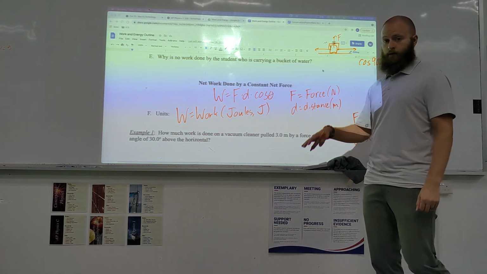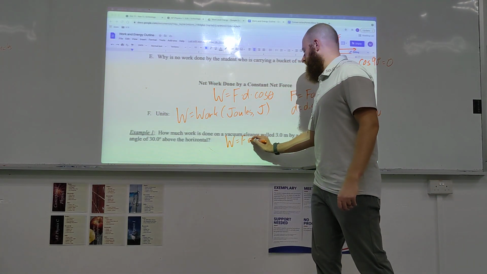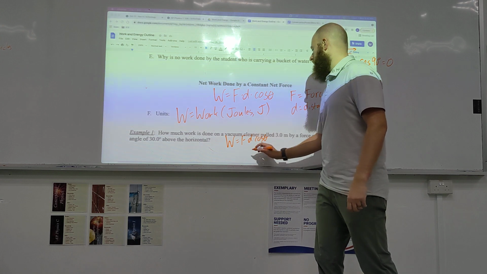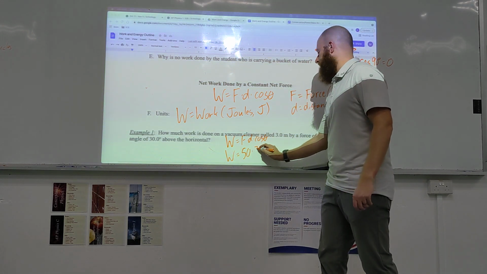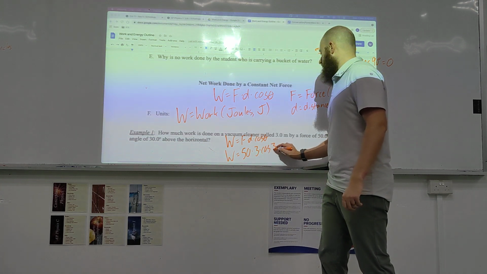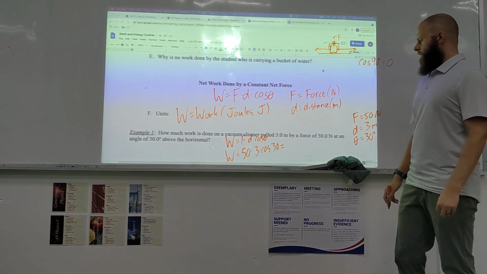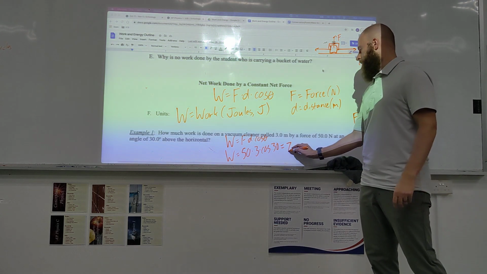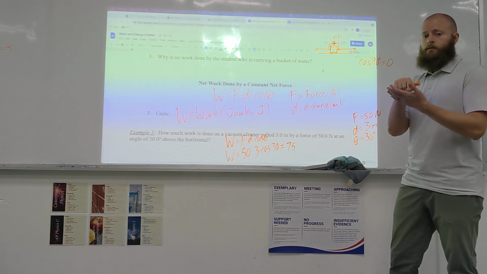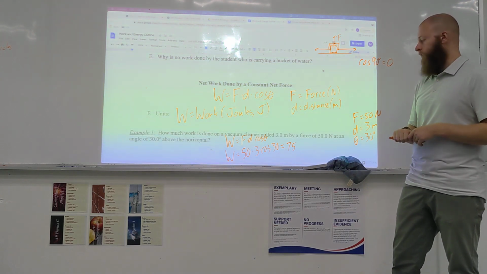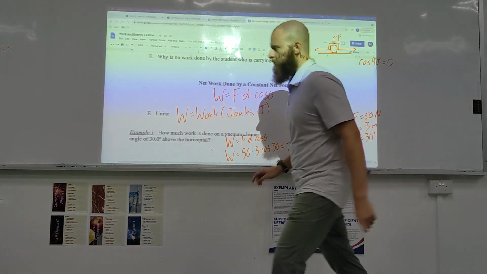So let's go ahead and write our formula first. So work equals force times distance times cosine theta. So work equals force, which is 50 times 3 times cosine 30. So that should give us something around 75. I'm just guessing. You can go ahead and punch it into a calculator and find out what that is. Okay, let's move on to the next part.